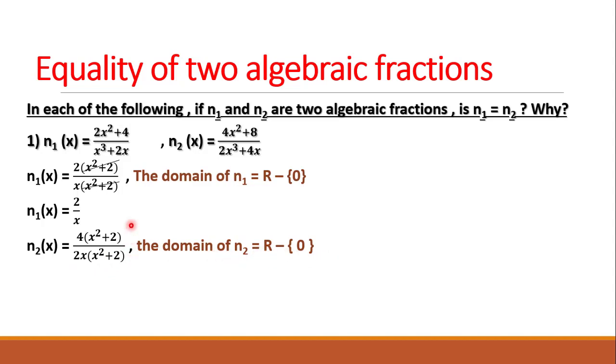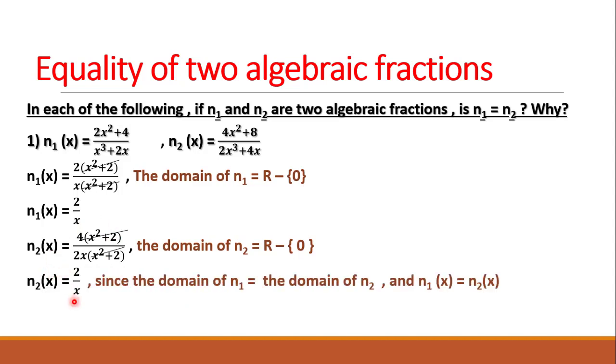Okay, let's simplify. Here we have x power 2 plus 2 divided by x power 2 plus 2, so 1. And here we have 4 divided by 2 equals 2, so the simplest form is 2 over x. Okay, let's compare. Do they have the same domain or not? The domain of n1 is r minus 0, and here also r minus 0, so the same domain. What about the simplest form? n1 of x is 2 over x, and n2 of x is also 2 over x. So the domain of n1 equals the domain of n2, and also n1 of x equals n2 of x. So the two algebraic fractions are equal. So n1 equals n2.